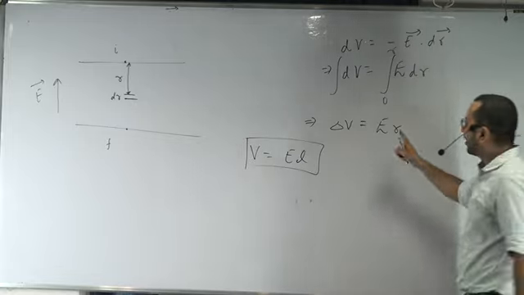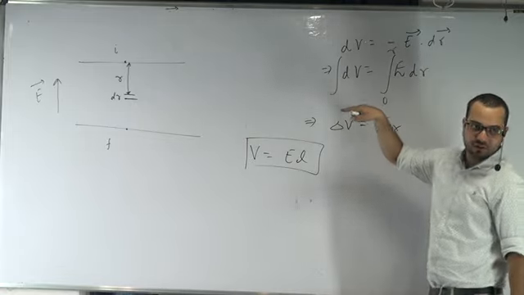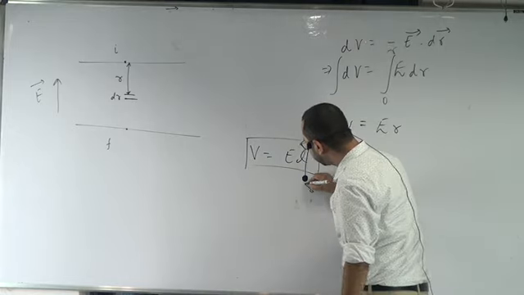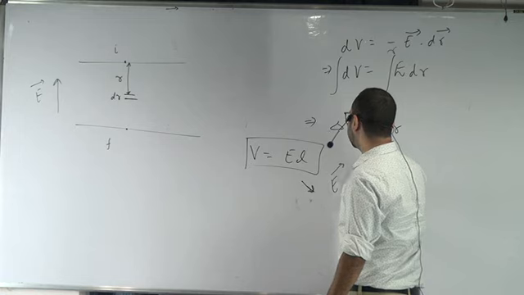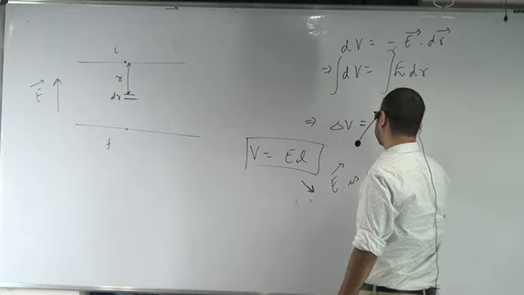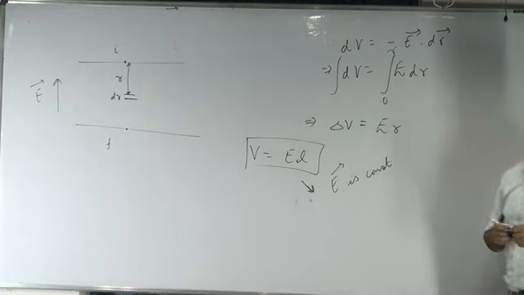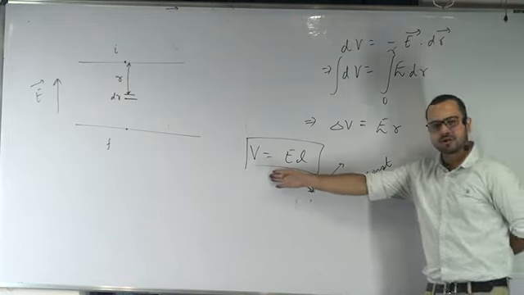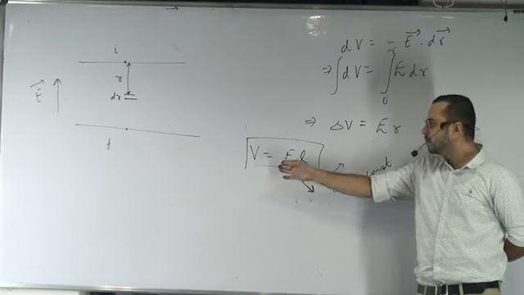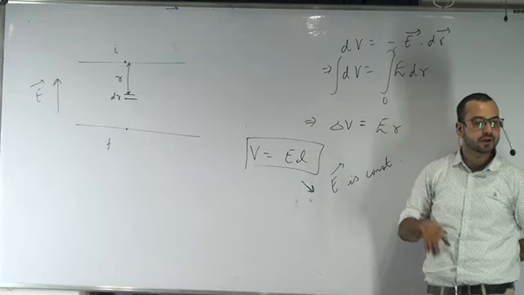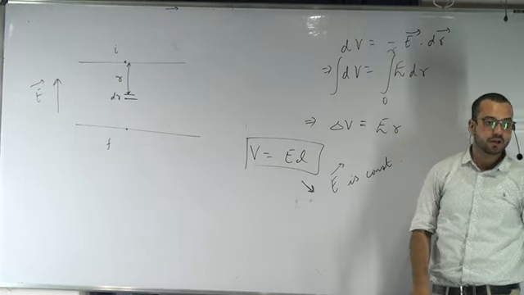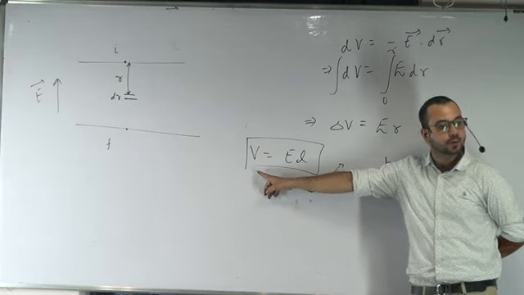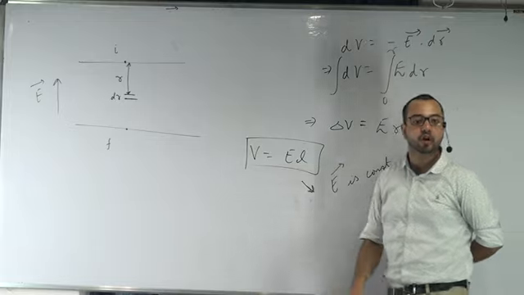Why could I take this E out? Because it was constant. So this result is only valid when E is constant. Now it is simple. The potential difference will be E multiplied by the length you travel. But you have to be careful with the sign of E, and that is very easy to understand. Why? Because the field is in the direction of dropping potential.